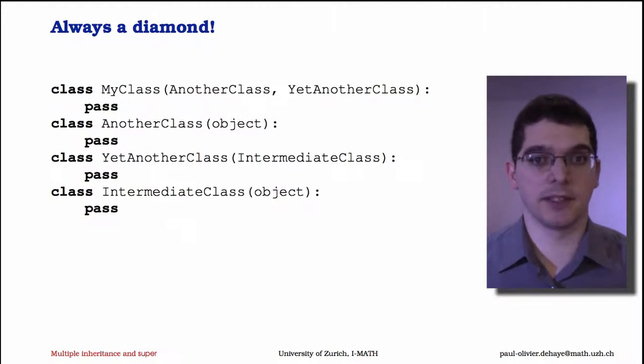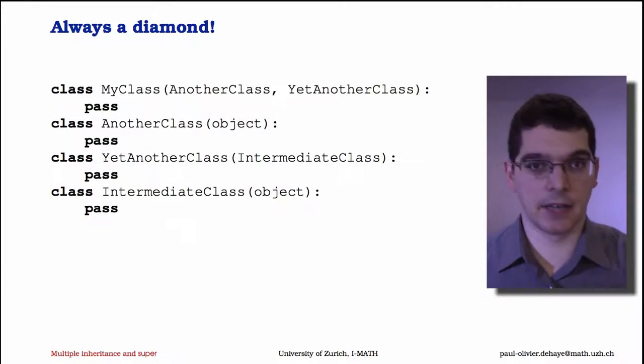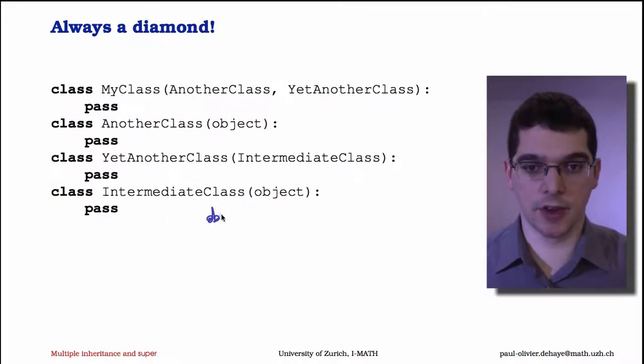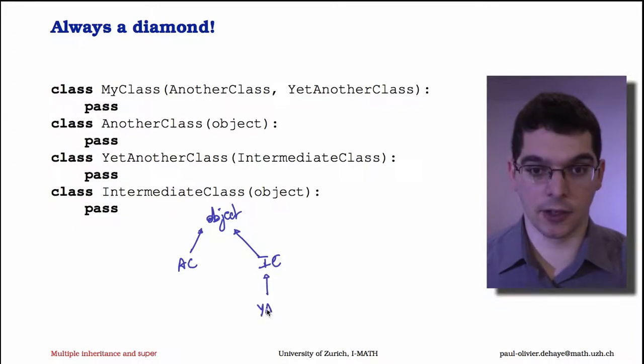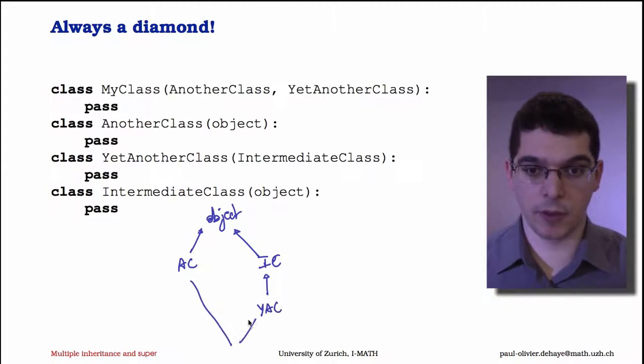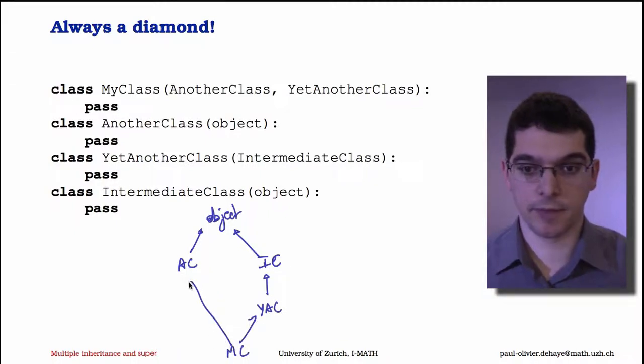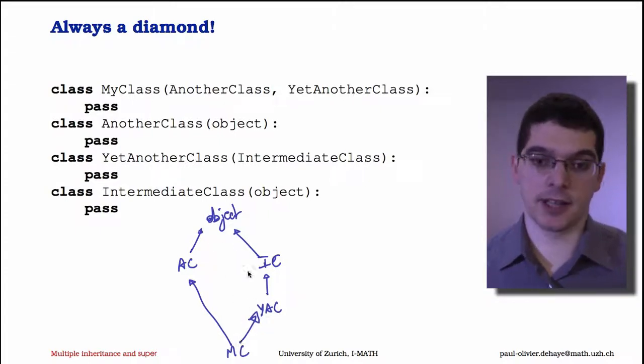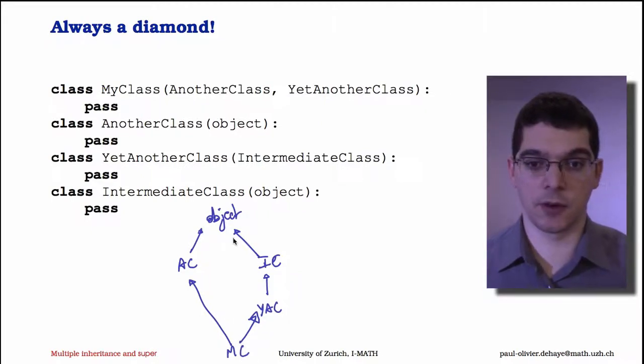Well, the main reason is that every class in Python inherits directly or indirectly from object. So you always have object at the top and then a bunch of classes that inherit from object. And in this case, directly is just another class and intermediate class. And inheriting from intermediate class is yet another class. And inheriting from both is myClass. Okay, so here we have some diamond inheritance pattern that is indirect, if you want, because it's going through this chain here.